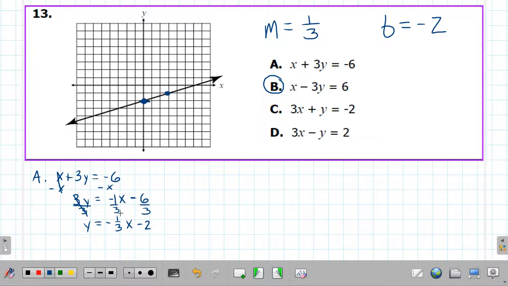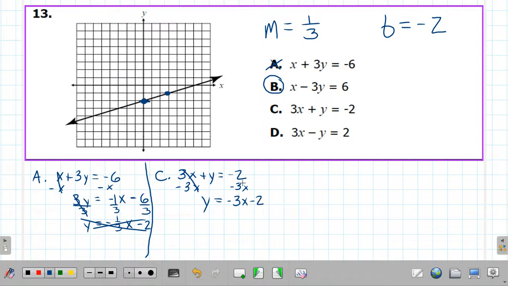Now this one's close, okay, but what's wrong with this one? Well, the slope here we see is positive 1/3, where this one says it's negative 1/3. So the answer's not A. Told you it's already B, but let's go ahead and look at C and D before we look at B, so that way we can see all the wrong answers and see why B is right. So let's look at C. 3x plus y is equal to negative 2. Well, we go through here, we would subtract 3x. Y is equal to negative 3x minus 2.